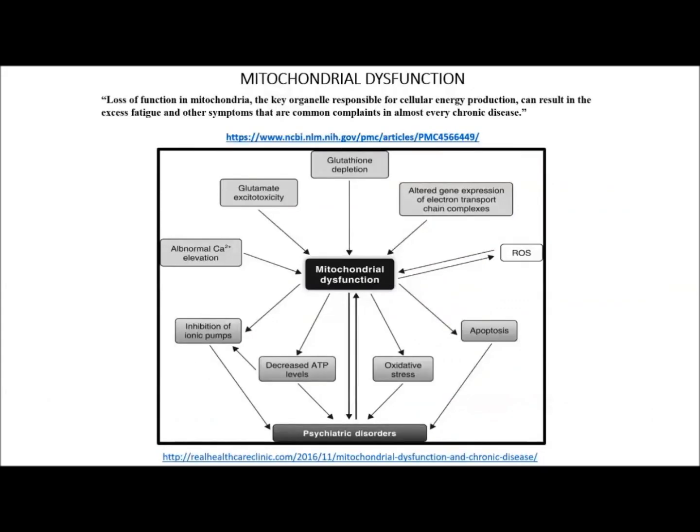So here's what it looks like. These are the outside causes of mitochondrial dysfunction. Glutamate excitotoxicity, that's part of lead toxicity, also part of traumatic brain injury. Glutathione depletion from heavy metals or some type of pollutant. Altered gene expression, so that's anything in your environment that can change gene expression, like radiation or any type of toxic exposure or trauma. Reactive oxygen species being increased, apoptosis. Oxidative stress, decreased ATP, and then inhibition of ionic pumps, so an abnormal calcium elevation, which is part of traumatic brain injury and lead toxicity. So all these things from the environment cause mitochondrial dysfunction, lead to psychiatric disorders, and also cancer. So two different sources, same pathways.